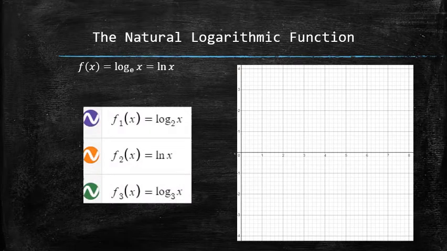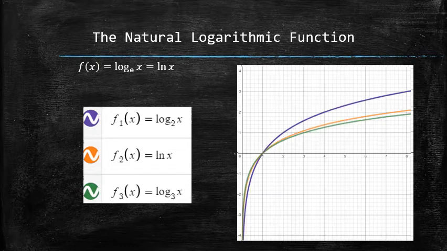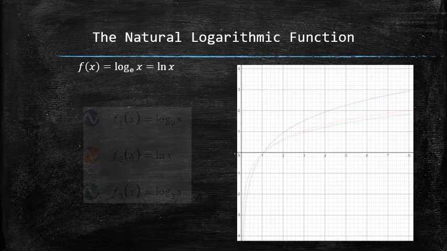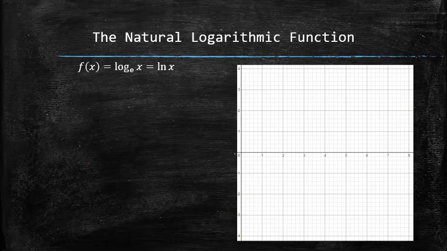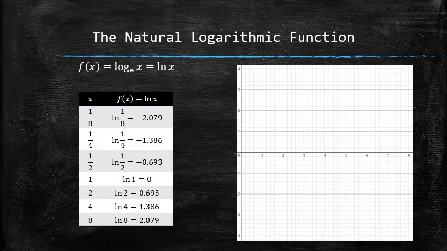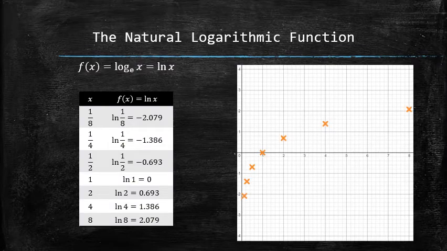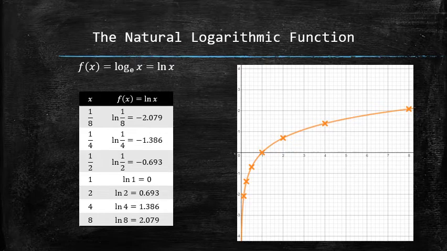Since e is less than 3 but greater than 2, the graph of ln x sits right between the log of x base 2 and the log of x base 3. However, we can also construct the graph by evaluating the function at some values and then plotting the points and connecting them with a line.